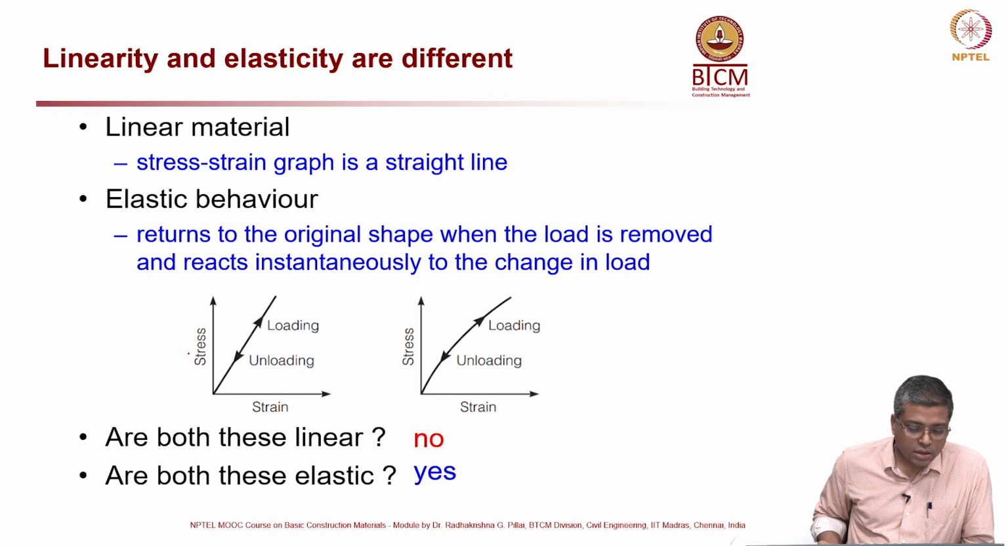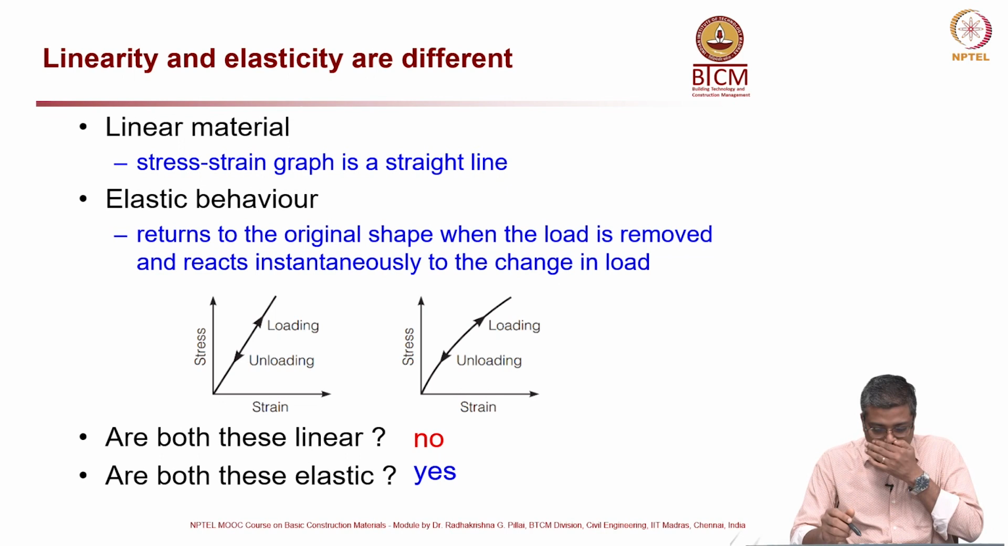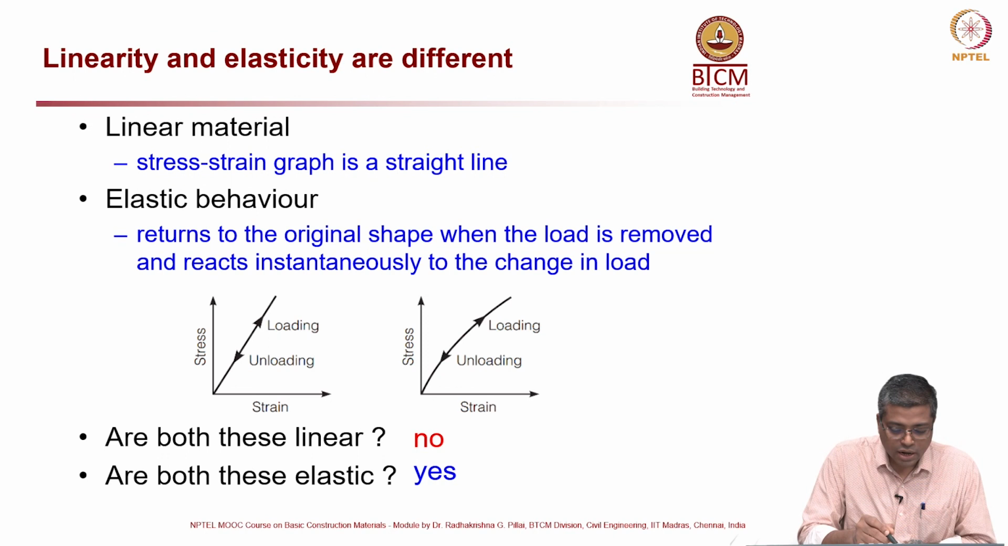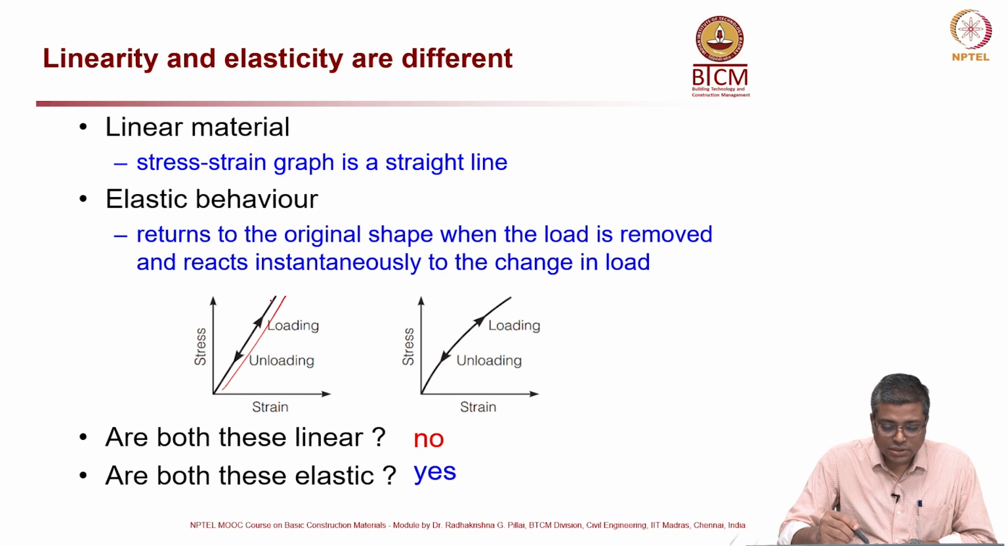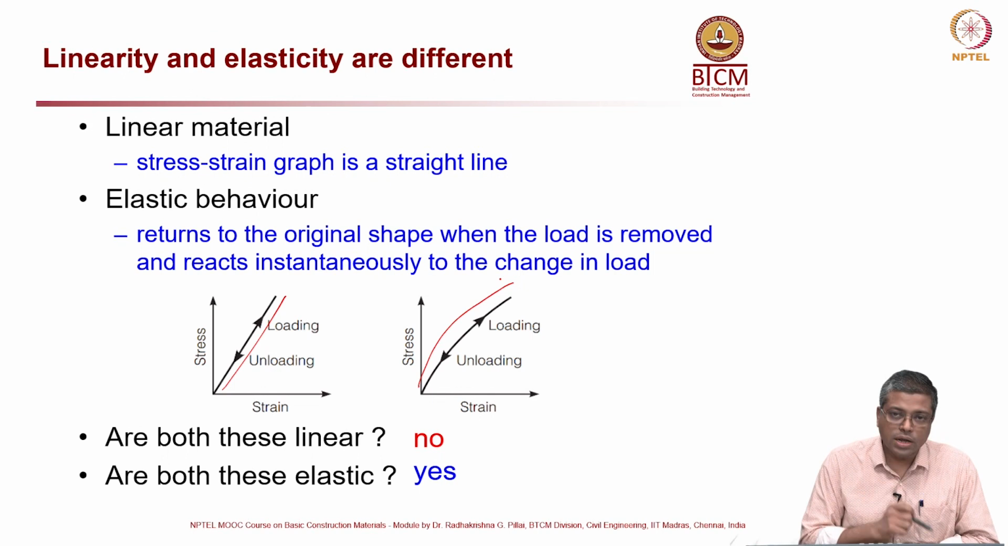Now, when you look at stress strain behavior, sometimes the graph looks like a straight line, sometimes curved like this on the second. For a linear material, the graph will be a straight line like the first one. You can have elasticity, but it need not be linear all the time, so sometimes there could be a curved graph like this also. So the question is, are both these linear? The answer is no. The first one is linear, the second one is non-linear. And are both these elastic? Both are elastic. So don't say elasticity is only dependent on linear graphs; non-linear graphs can also be elastic.